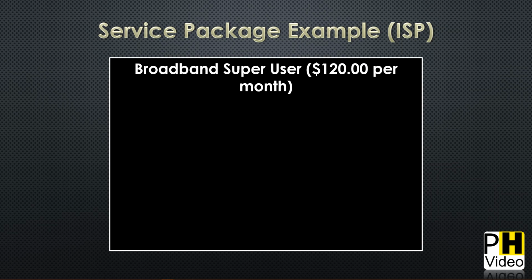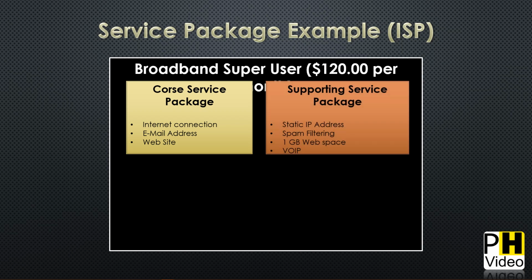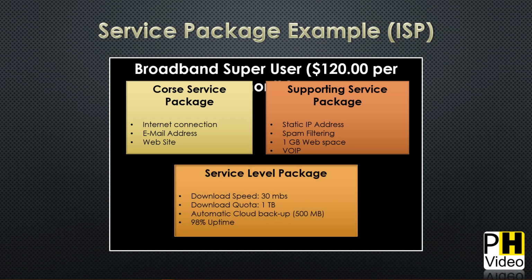Let's pretend you're an ISP. You charge a user $120 a month. The core services, and I know it's writing over it, might be your internet connection, your email address, and a website. This is our basic core services. Our supporting services are, well, we can give you a static IP address, we'll filter your spam, we'll give you a gig of web space, and we'll even offer voice over IP phones. The service level package, again, now we're talking utility and warranty. Your download speeds are going to be 30 megabits per second. We're giving you a data quota of 1 terabyte. We're giving you 500 meg or half a terabyte of cloud storage, and we're offering you 98% uptime. This would be an example of a service package that might be offered by an ISP.